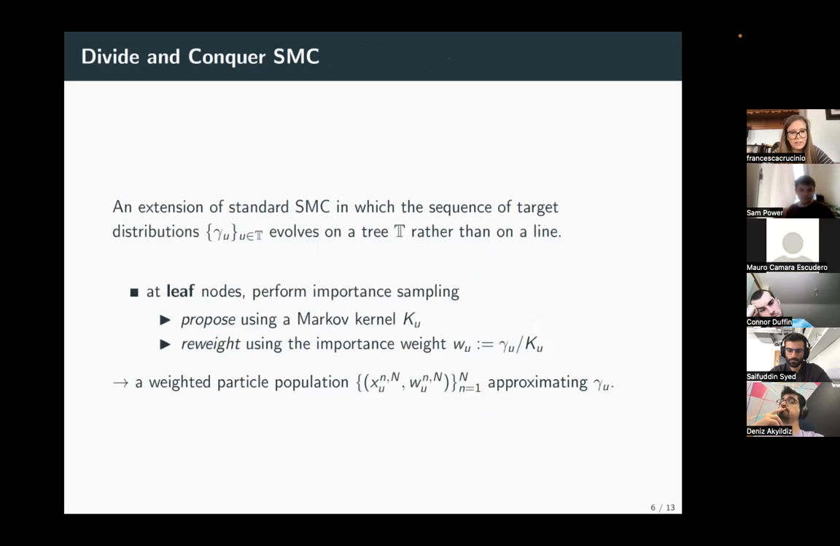So to give a bit more detail, at leaf nodes, as I already mentioned, we just do a simple importance sampling step. We propose using some kernel that we pick, and then we compute the importance weights, and we obtain a weighted particle population, which approximates this gamma u, which in the case of the previous picture is just the filtering distribution for one of the one-dimensional marginals. So at the leaf, all good. There is nothing new. We follow the usual importance sampling strategy.